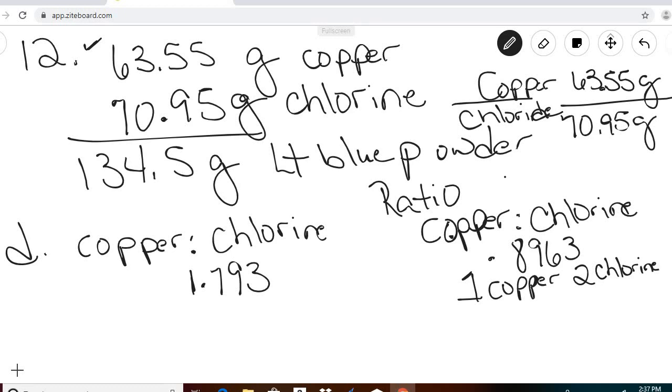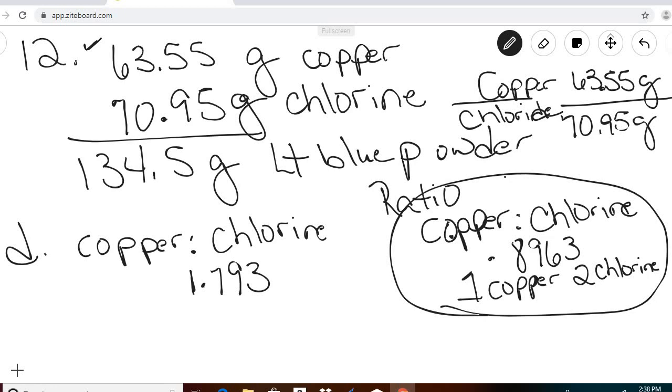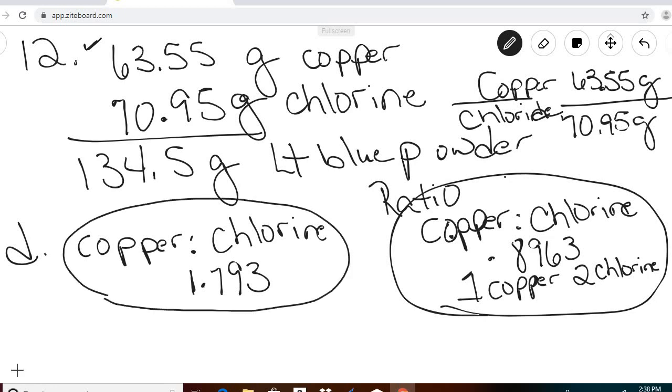So if this is 1 copper for every 2 chlorines, then this would mean that there's less copper for each chlorine. I'm sorry, there's more chlorine for each copper. So this would be this times this. It would be 1 copper for each 1 chlorine.